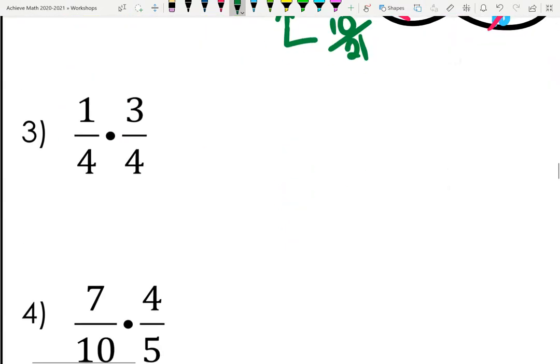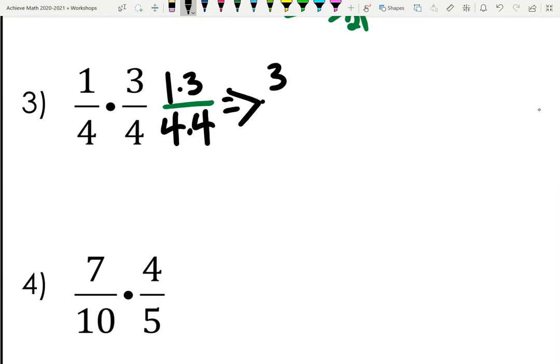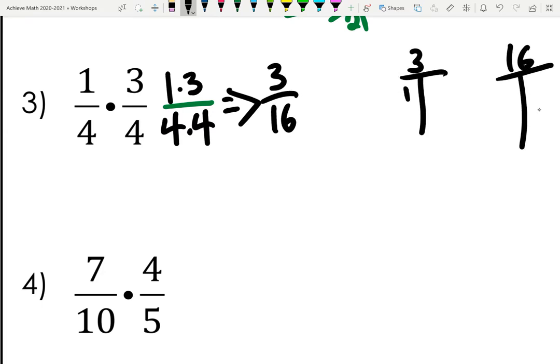All right, let's try to go a little quicker. Number 3, multiply. Write them out as a single fraction. 3 over 16. I check my factors for 3 and 16. I write them out. 1 and 16. I know that 2 times 8 is 16. 4 times 4 is 16.